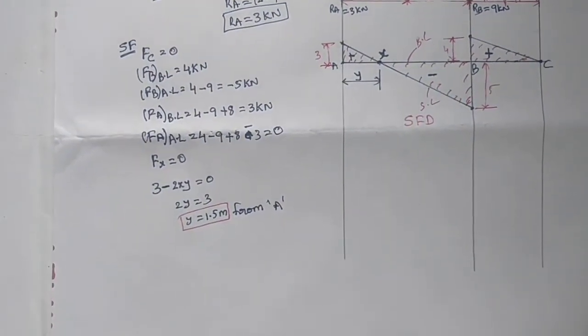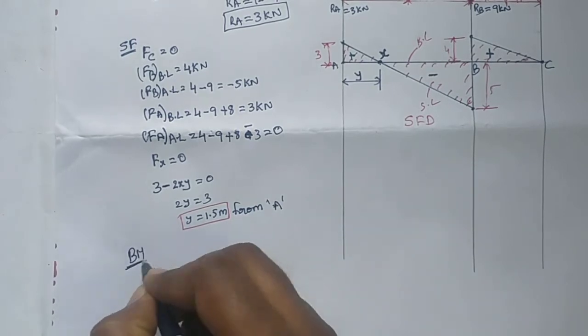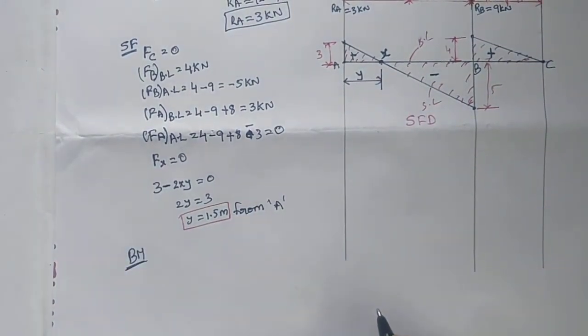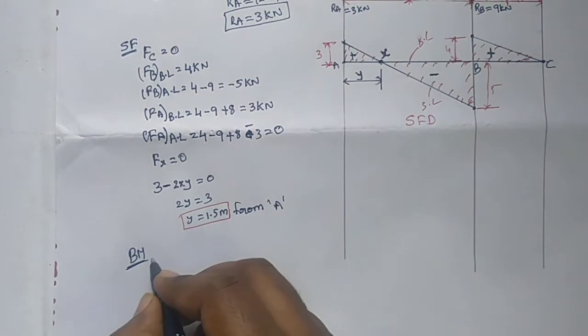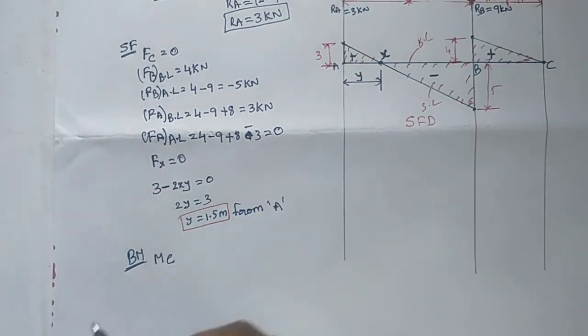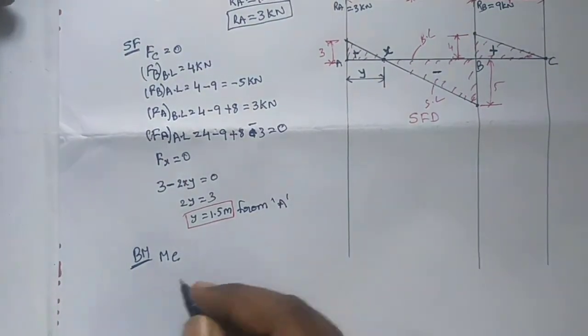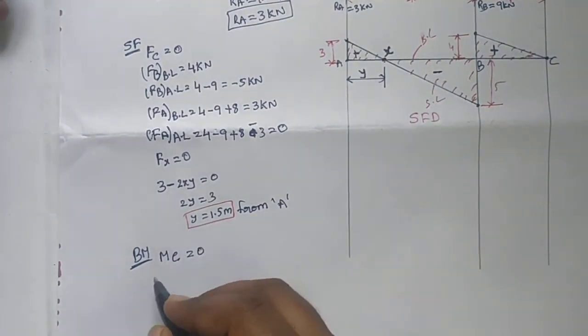Okay, now we need to calculate the bending moment values at points C, B, A. First, we calculate the bending moment at point C. At point C the bending moment is 0 because there is no load at point C.